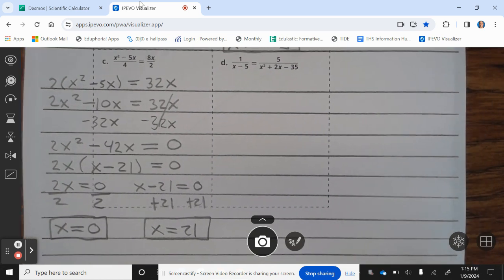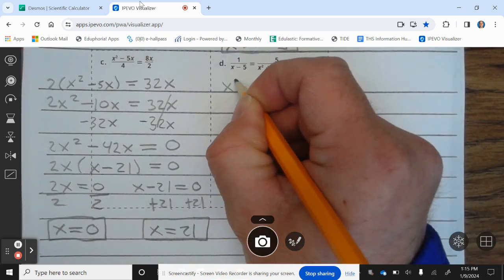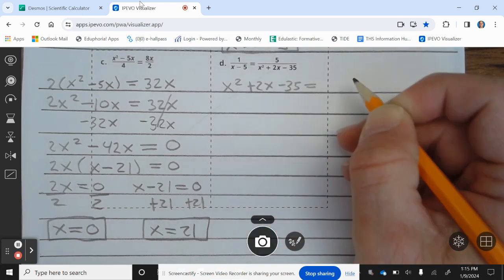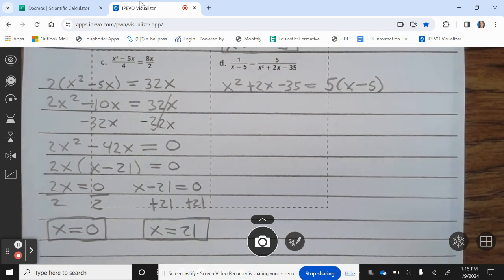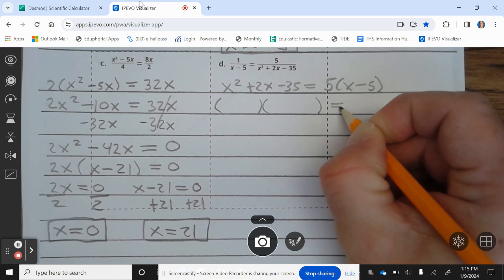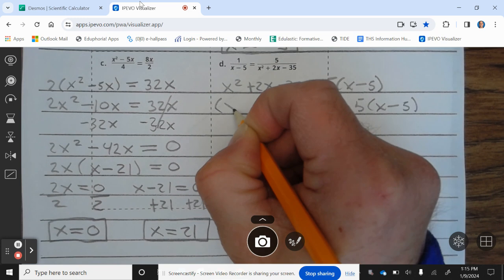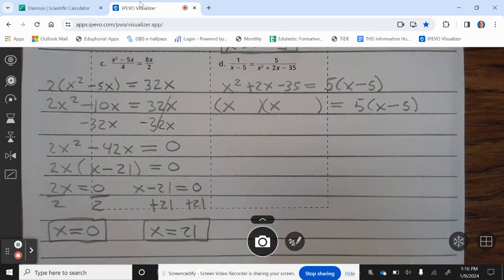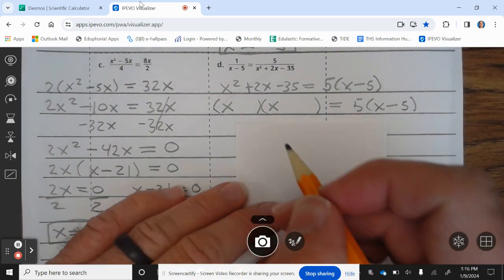All right, let's take a look at D. So we're going to, again, cross multiply, so we get x squared plus 2x minus 35 equals 5 times x minus 5. Let's go ahead and factor this. 2 parentheses equals, let's leave that as 5 times x minus 5. Now we know x and x makes x squared. Now we need to figure out what numbers multiply to give you negative 35 and combine to be positive 2. Since the middle number is positive, the bigger number is positive.